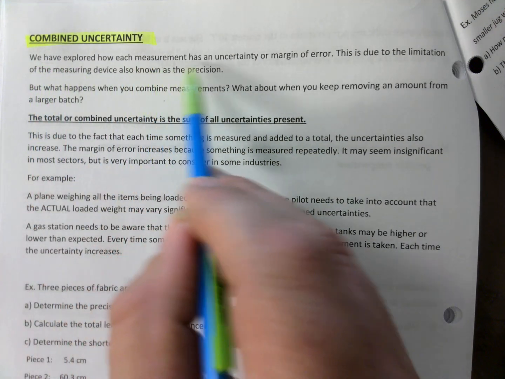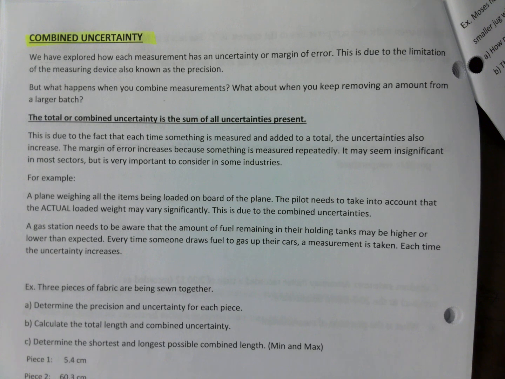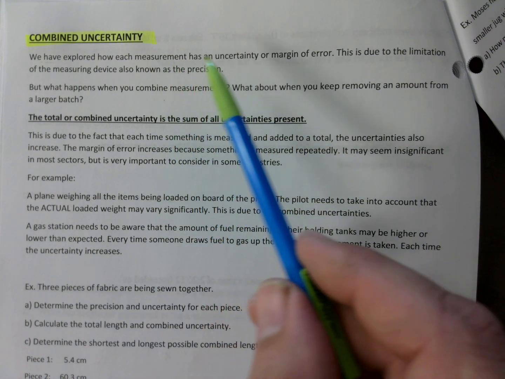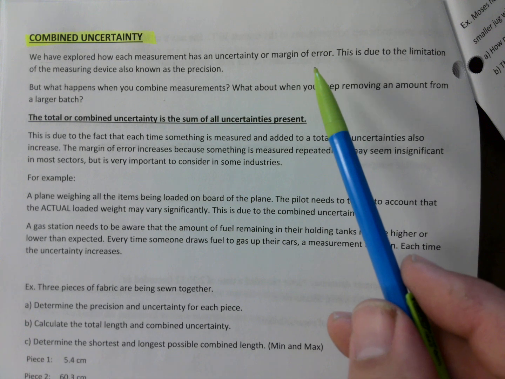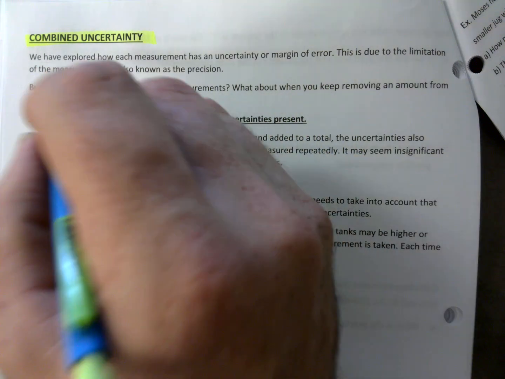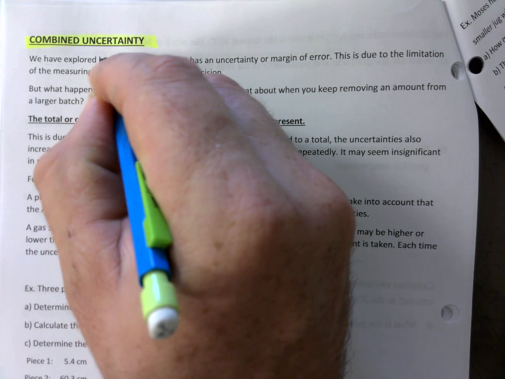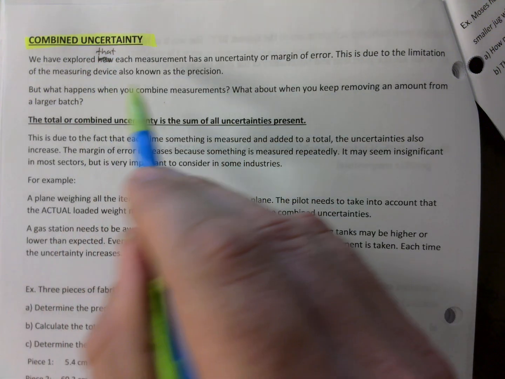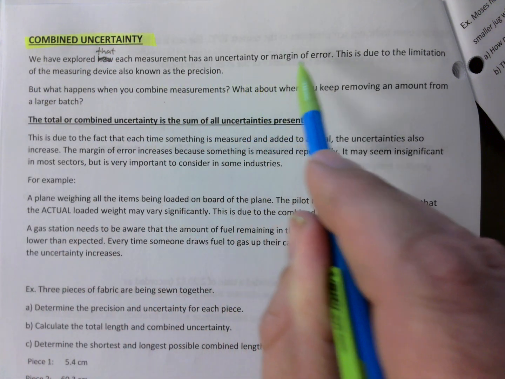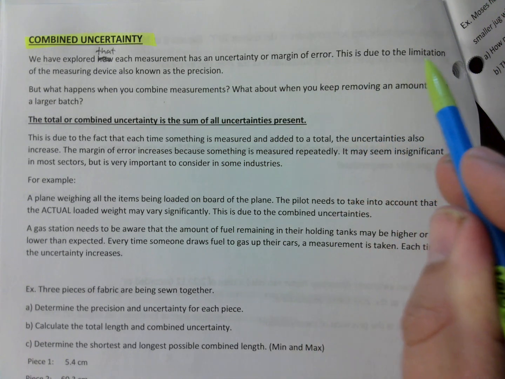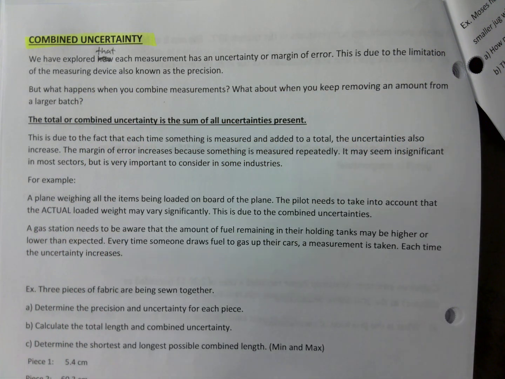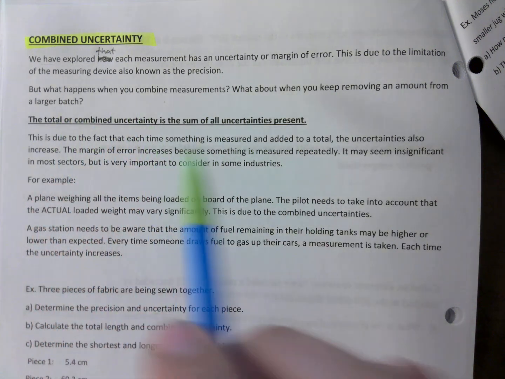We have explored that each measurement has an uncertainty or margin of error. This is due to the limitation of the measuring device, also known as the precision. But what happens when you combine measurements?